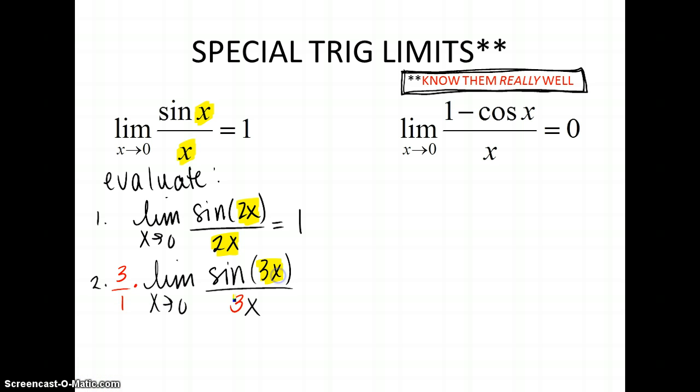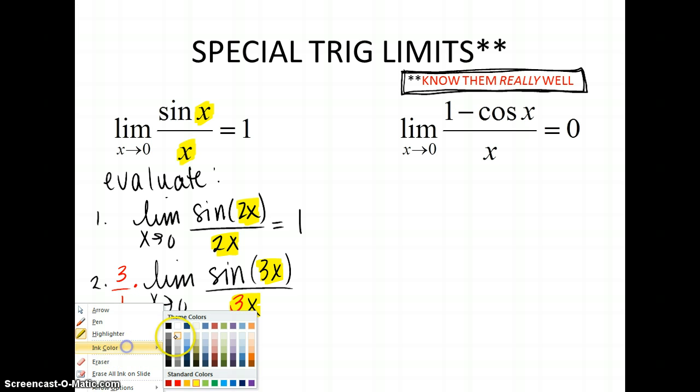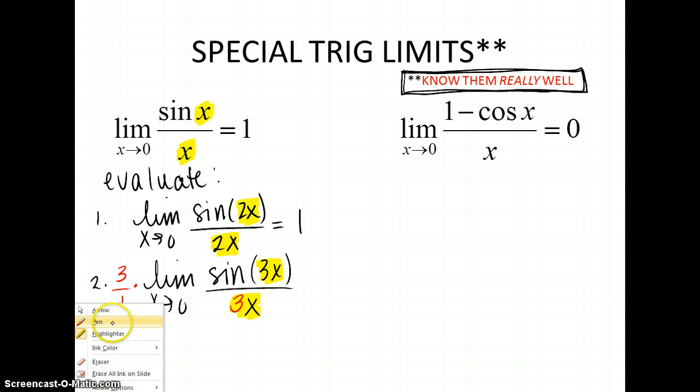So now these two expressions are equivalent. The theorem directly applies. So this limit, using the properties, 3 on the outside times the limit, which is 1, so the final answer would be 3.